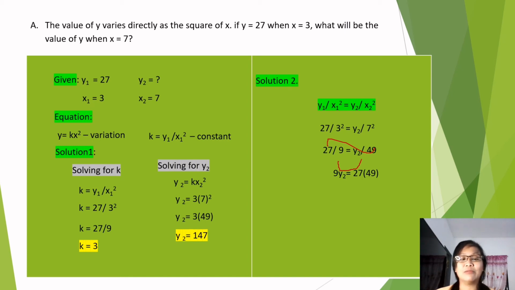And then kailangan muna nating isolate si 9. Paano? By dividing both sides by 9. So, meron na tayo dito. So, i-cancel na natin iyan, tsaka yan, para matira si y sub 2. And then 27 times 49 is 1,323, of course, divided by 9.